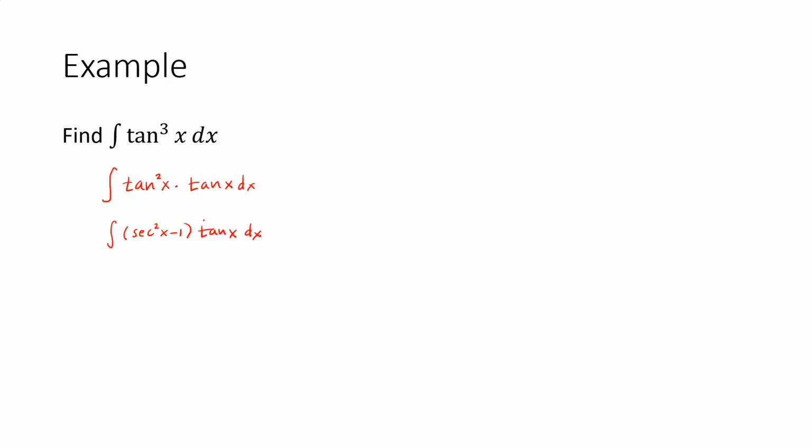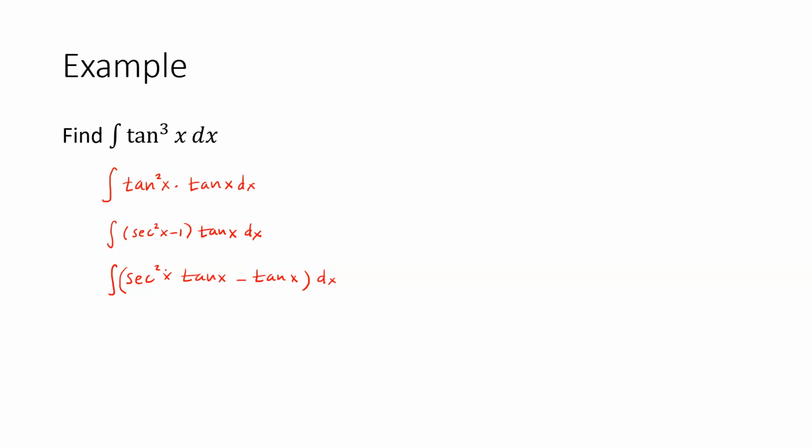Now, when I look at this, what I notice is that secant squared is a derivative of tangent. So we could actually do a substitution if I distribute the tangent into the parentheses here. And what we obtain now is two terms, one of which we could do directly. For instance, I could directly integrate tan x. We know the antiderivative for that one already.